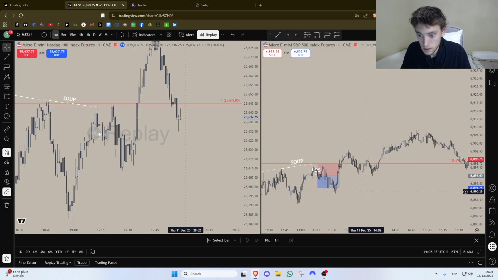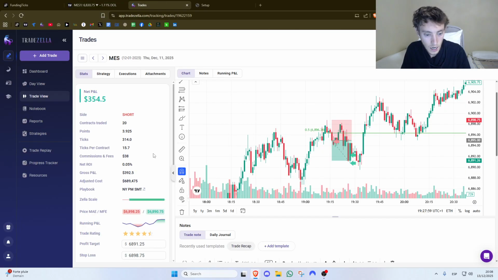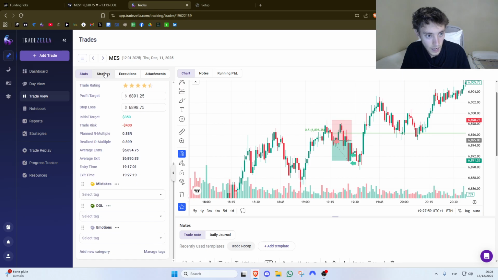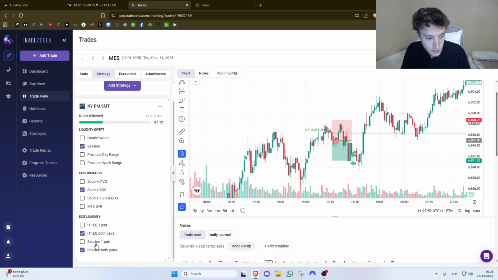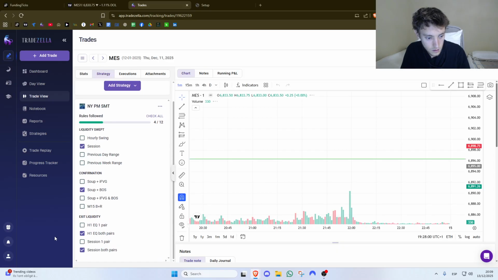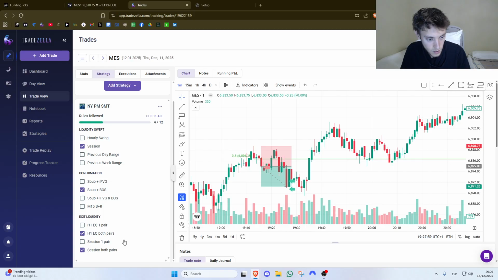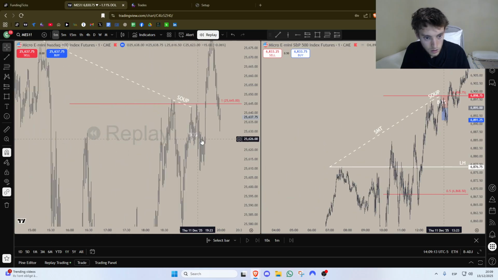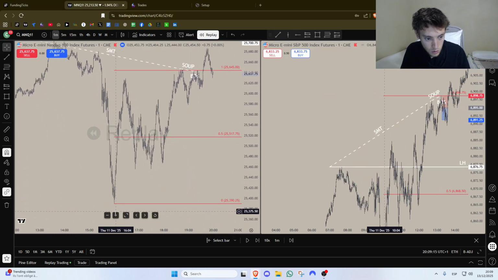So you don't need an opposite session, but if there is one, I'm jotting it down on my TradeZilla. So I have it here in my strategy that it wasn't on both pairs, it was on one pair. Wait, this is the wrong one. Is it the right one? No, wait, 11th. It is. So we had H1 EQ on both pairs, and we had Asia low on one pair because NQ already swept out the Asia low. Asia low would have been.